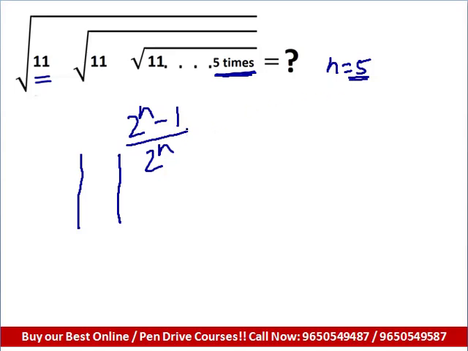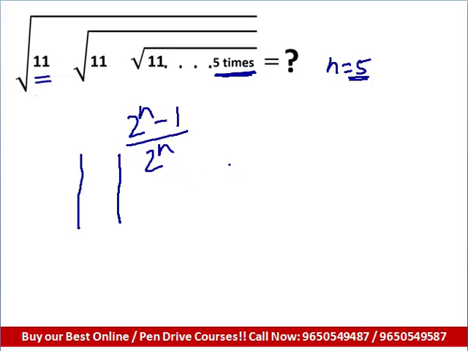So that is the general shortcut. You will take the same number, in this case 11, and then that number will be raised to what power? (2^n minus 1) divided by 2^n.